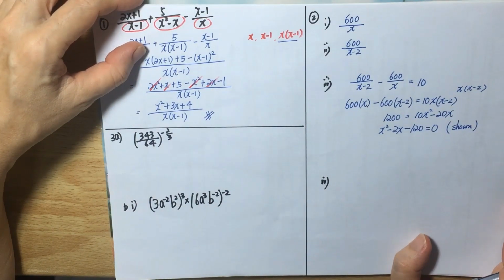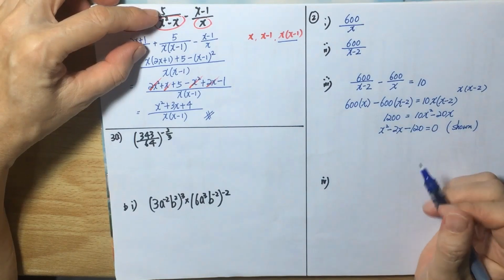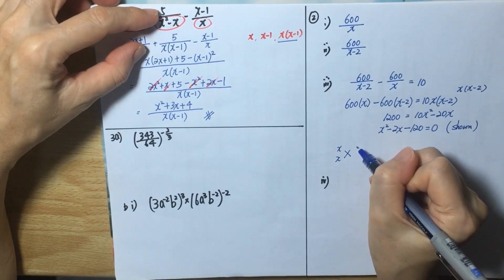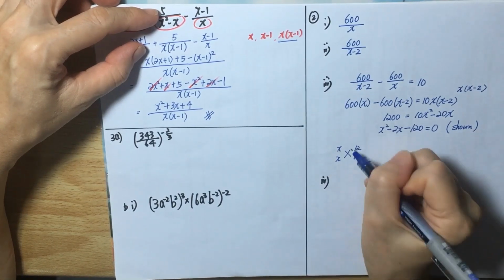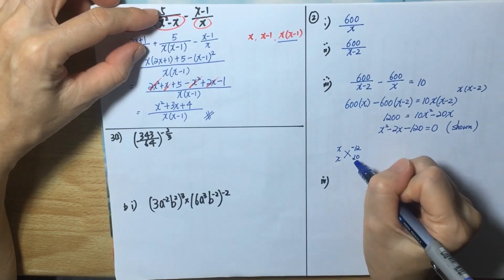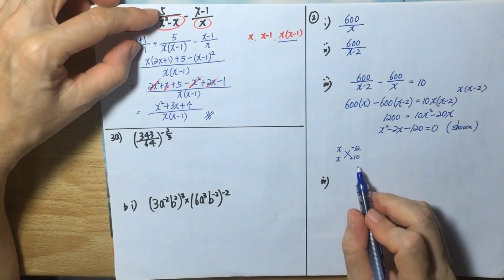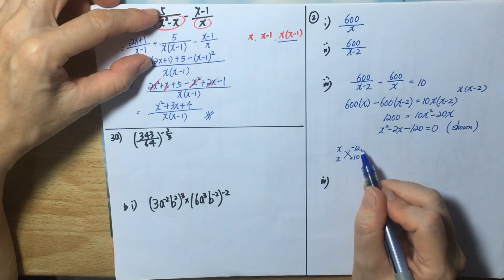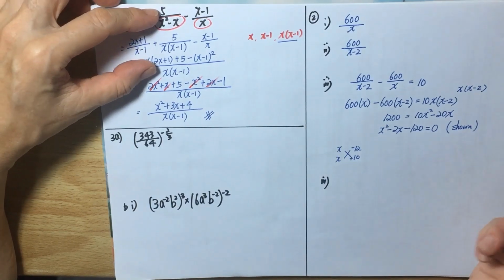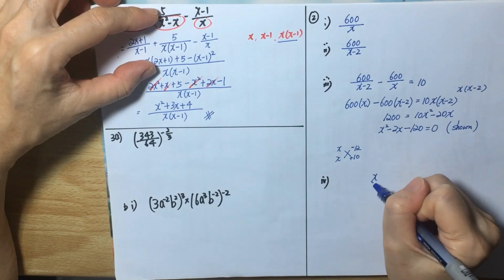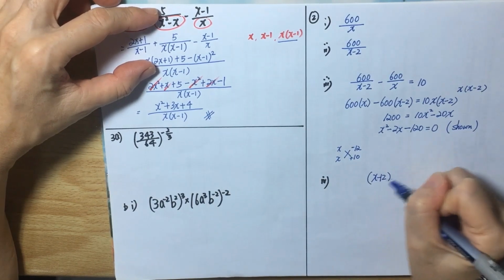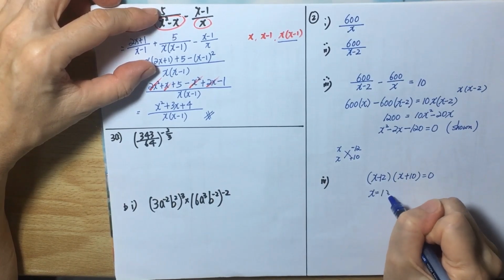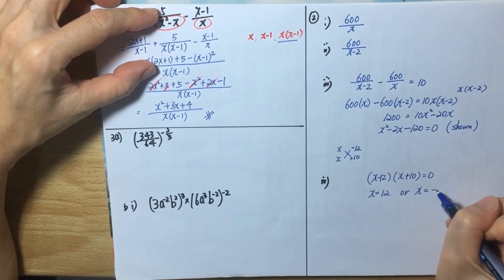Then solve the equation and hence find the number of litres of petrol used by Mr. Lee. So we can factorize this using the cross method. For 120, we will use 12 and 10, and if we want the middle term to be negative 2, we put the negative 12 here and put a positive 10 here. So we are going to get negative 12x plus 10x, which together is negative 2x. So we can factorize it to be x minus 12 multiplied with x plus 10 equals 0. So x equals 12 or x equals negative 10.